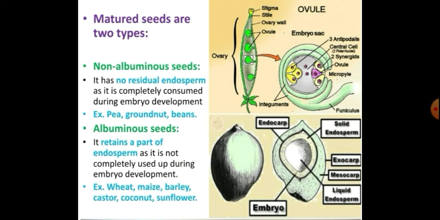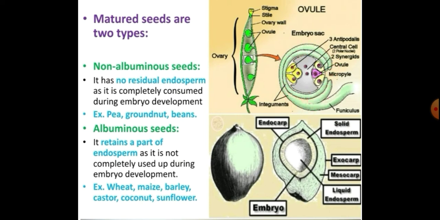Here you can see in the diagram a section of the seed of pea. The ovules are nothing but the seeds here. You can see a complete structure without the endosperm. This is the section of this particular ovule, and inside it you have the embryo sac. Here, there is no endosperm.